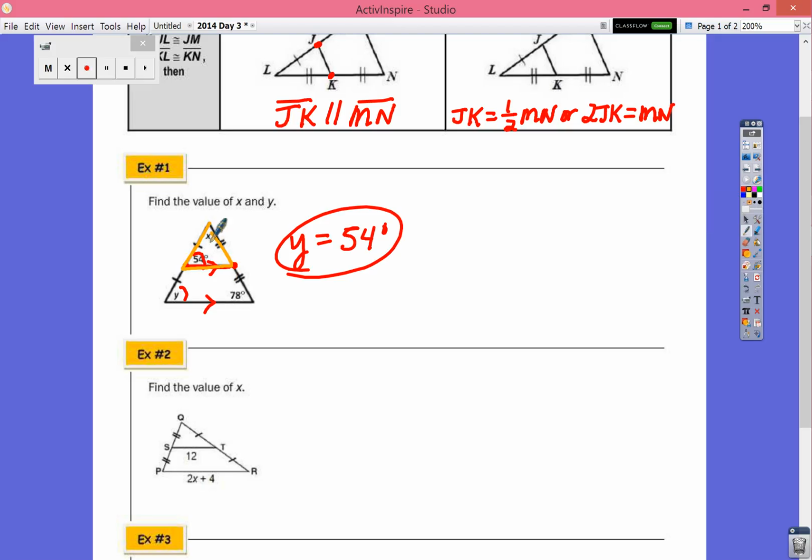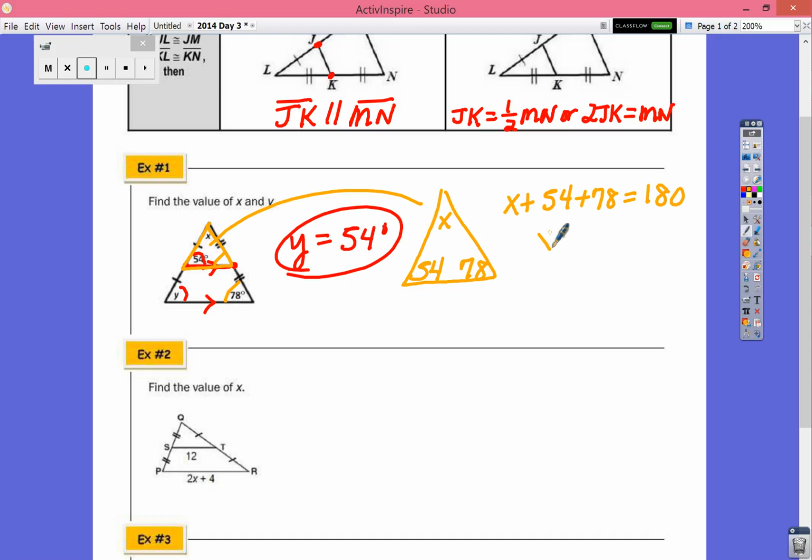So what I'm going to do is copy this triangle over here much larger. So here's X, 54, and then this angle is going to be 78 because it's also a corresponding angle given two parallel lines and a transversal. So using the angle sum of a triangle, I've got X plus 54 plus 78 is equal to 180 degrees. Solving for X, combining like terms, we have 132 degrees on the left. Subtract 132 from 180, we get X is equal to 48 degrees.